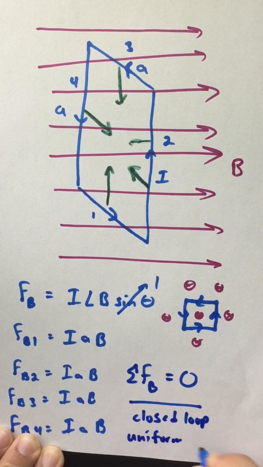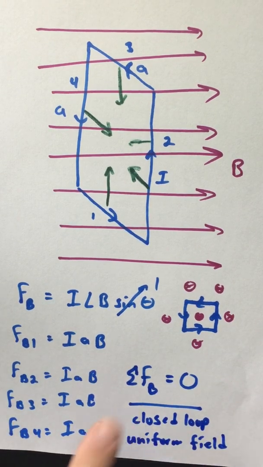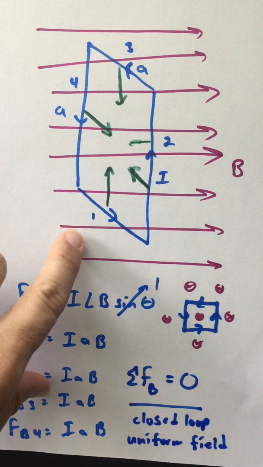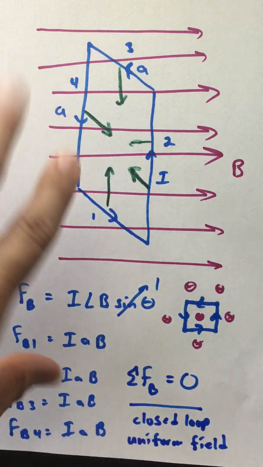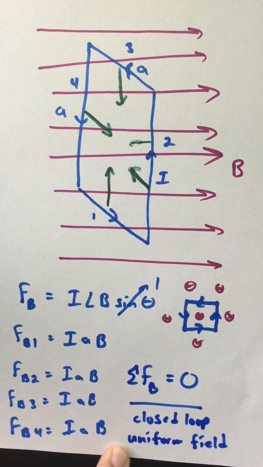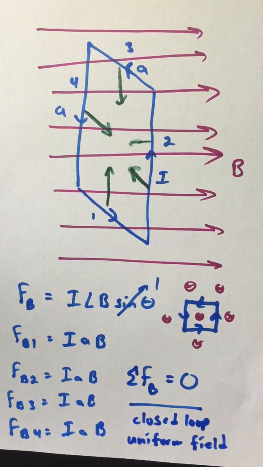I can't say that enough, because if the field is not uniform, or if the loop is not, it's in some sense it's always going to be closed if the current is running through it. But let's just go with this. If it's a closed loop in a uniform field, that's really what I want to stress, the uniform field, then you've got a total magnetic force acting on this loop of 0.